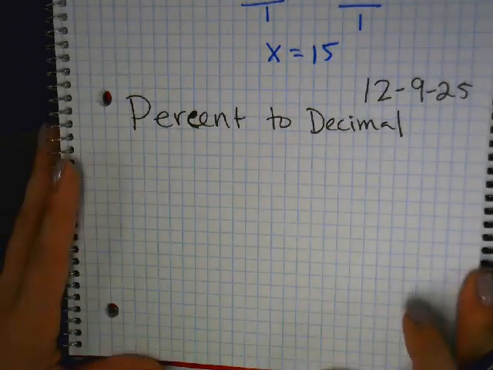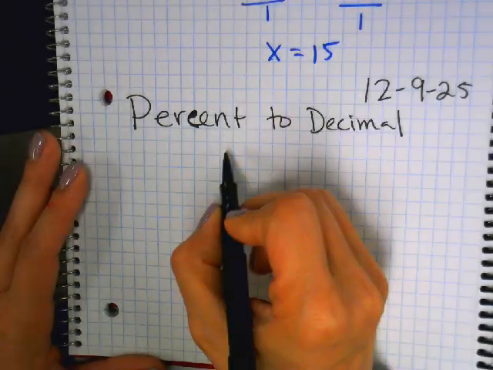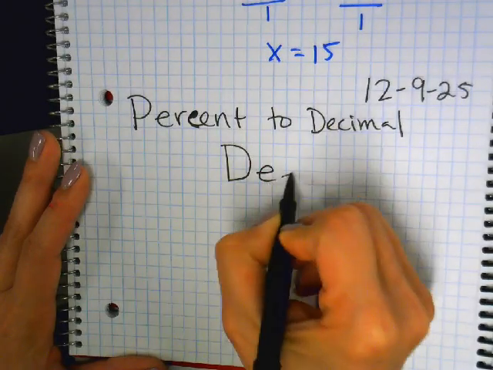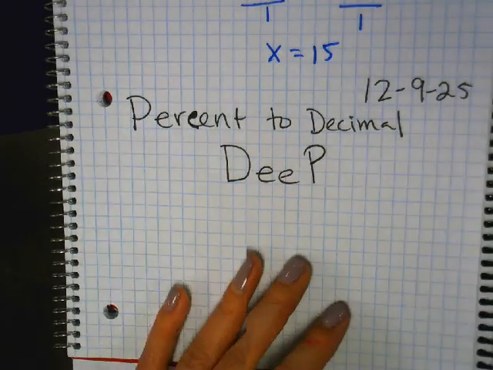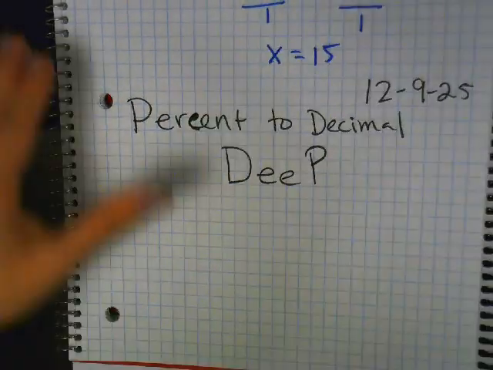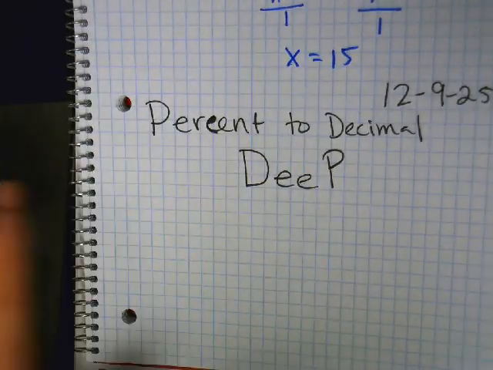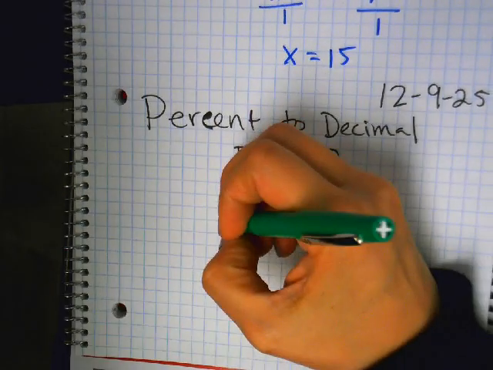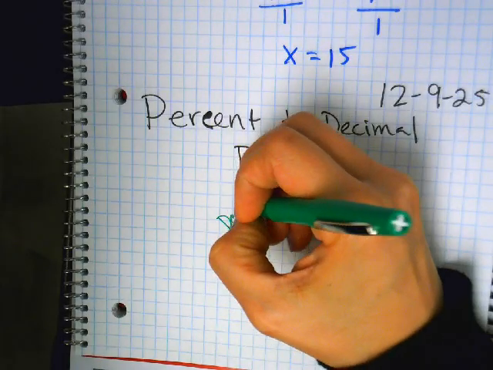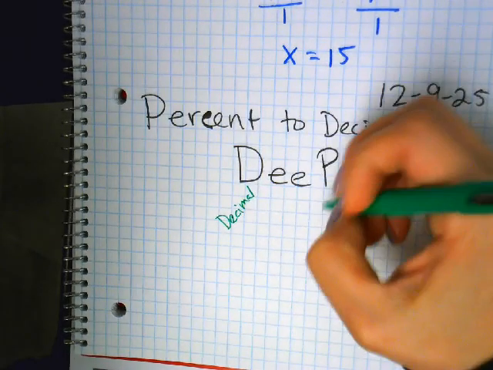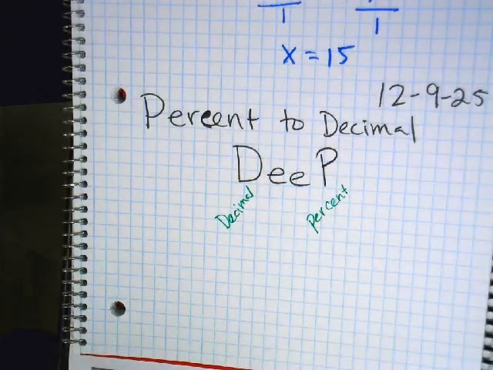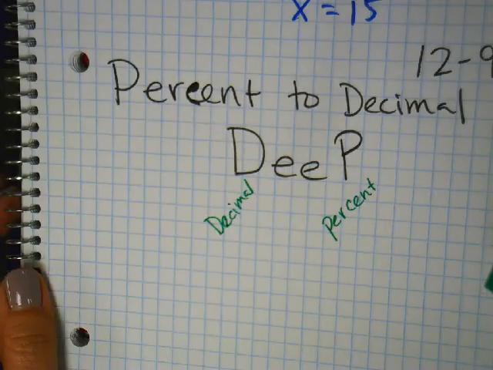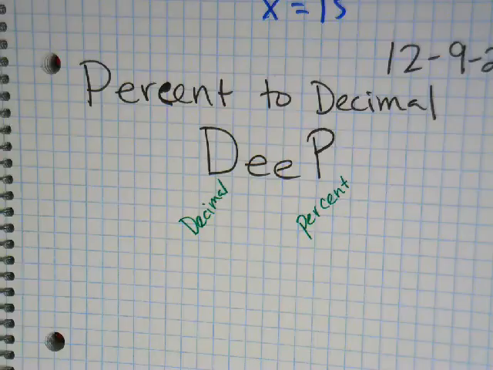Okay. Stop. Okay, keyword for today: DeeP. We're going to remember how to use the word DeeP to help us do the math today. The D stands for decimal, and the P stands for percent. Okay? D stands for decimal and P stands for percent.